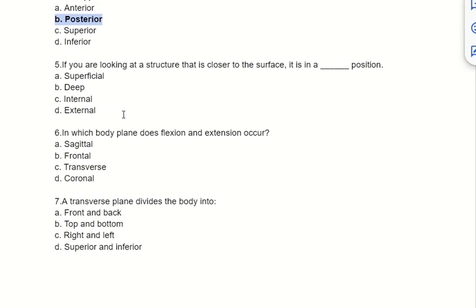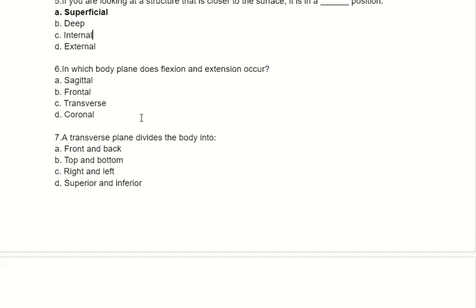If you are looking at a structure that is closer to the surface, it is in a blank position. So something that's closer to the surface, especially if we're talking about the skin, right? You have your epidermis, epi meaning above. So what would be closer in that position? We have A, superficial, B, deep, C, internal, or D, external. This one's pretty easy. It's going to be A, superficial. And if you were thinking internal, not a bad guess, but superficial is the exact term utilized in A&P. So awesome job. And then deep, obviously meaning away from the surface, farther away from the surface.